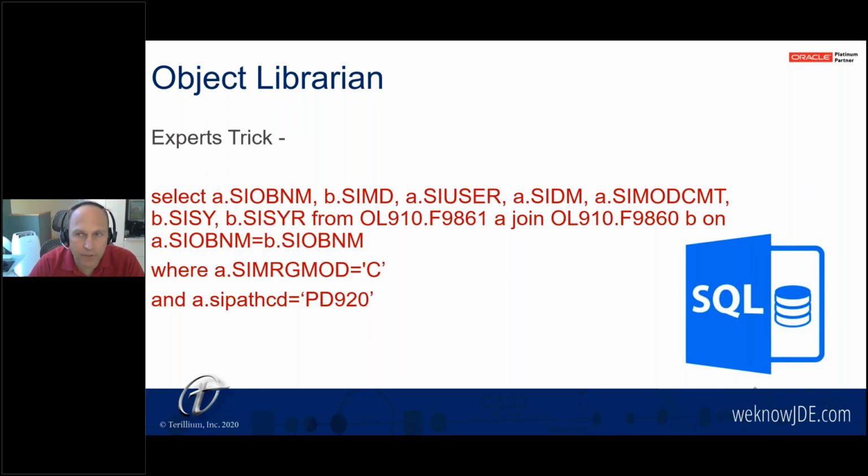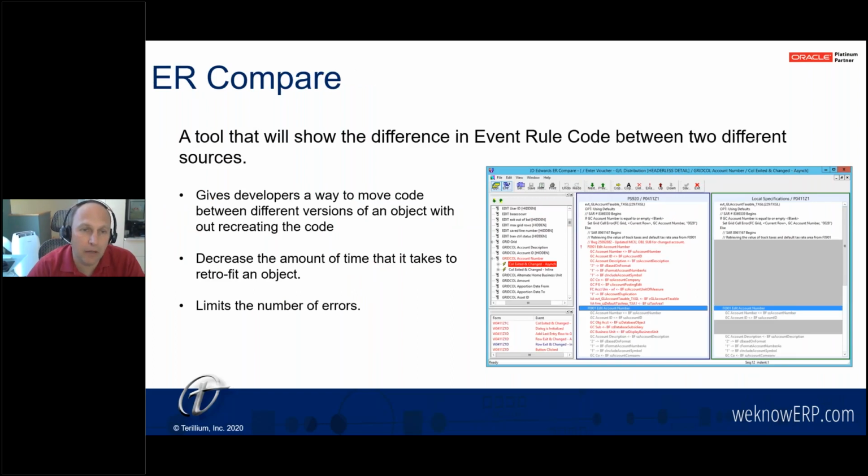When you go back and retrofit them, an easy way to do that is ER Compare. ER Compare is a tool I'm sure all the developers are familiar with, but maybe not everybody on the call is. It's a way that you can look at two sets of code next to each other and determine what changes have happened. In the example screenshot, you can see the stuff in red is stuff that is existing in pristine, but not existing in whatever local environment I'm looking at right now.